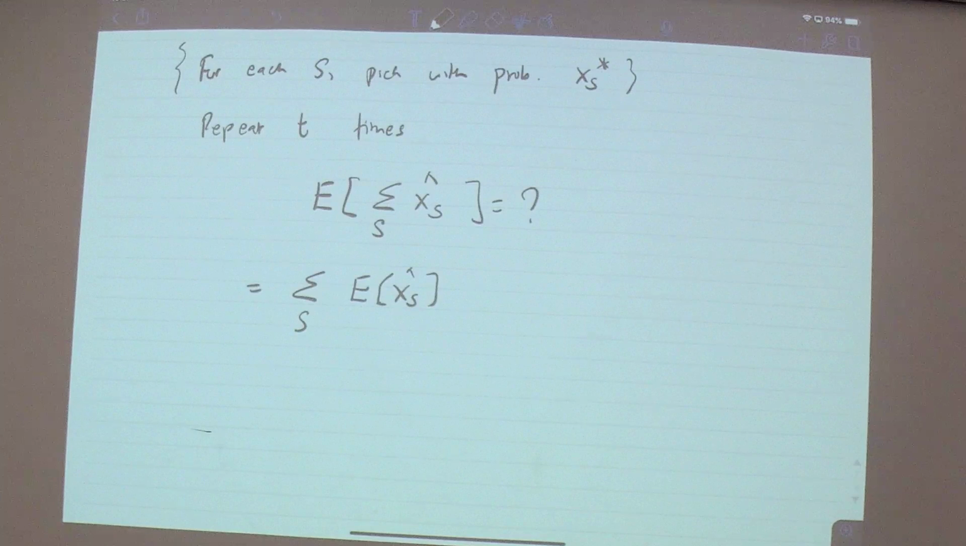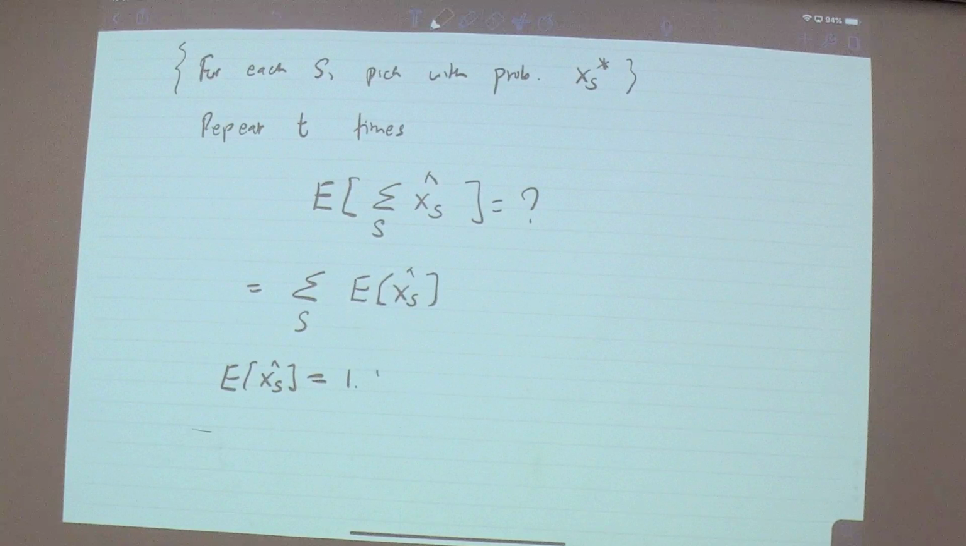Right. So the expectation of an individual X_S hat is just going to be the probability of X_S star. Yep. And what is the probability of X_S star? The probability of being one. Yes, exactly. The actual summation for the expectation of X_S star. Okay, wait, hold on. So it's equal to one times the probability of X_S star. No. No.